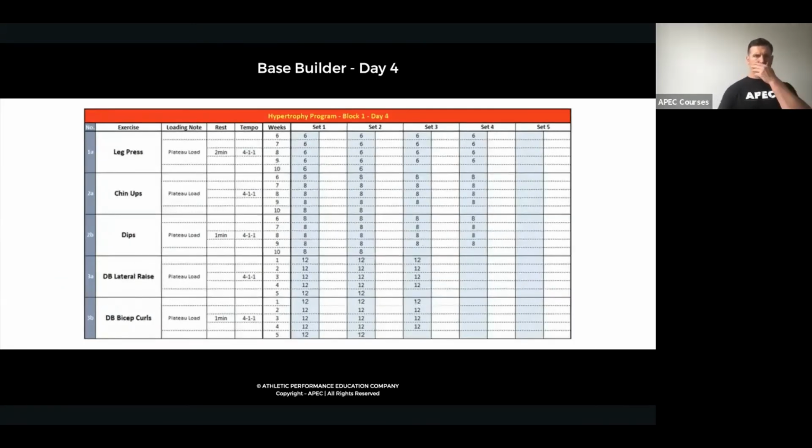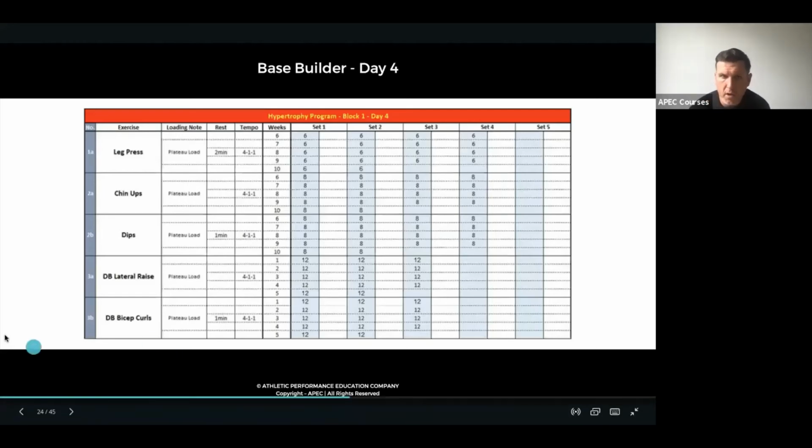Finally, day 4. Okay, start with the lower body and leg press. We've already deadlifted, we've already squatted. Lower body leg press. Then we've gone into an upper body, we've done chins and dips, supersetted. Again, a lot of tempo and control. And then finally, we've done a superset again at the end with dumbbell lateral raise and dumbbell bicep curl. Okay, so that's the end of block 1, guys.